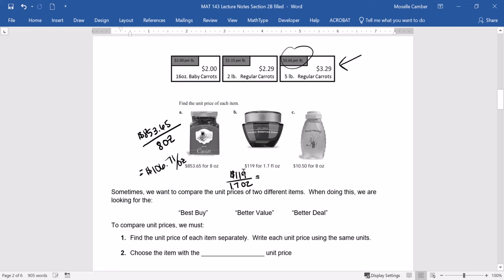So we have 119 divided by 1.7 to get $70 per fluid ounce. So the caviar is $106 per ounce. The smoothing cream is $70 per ounce.